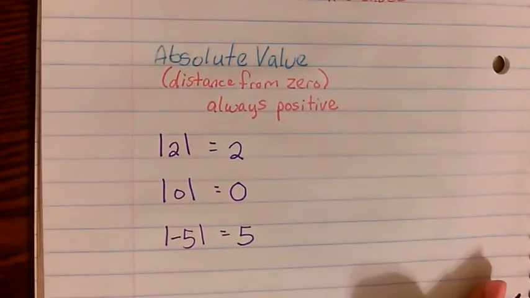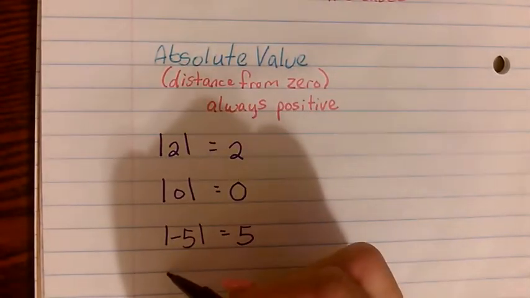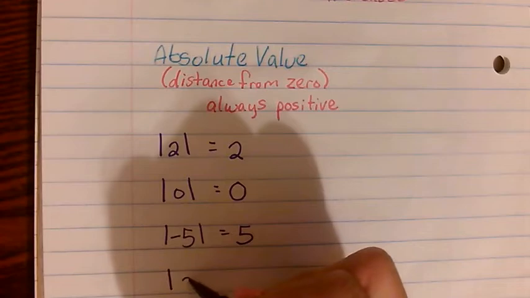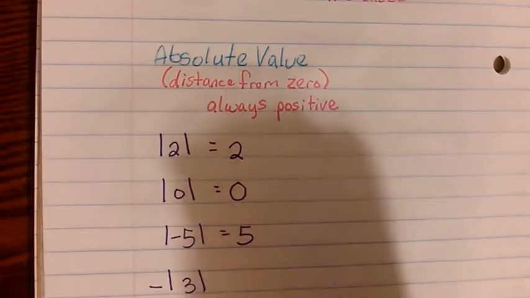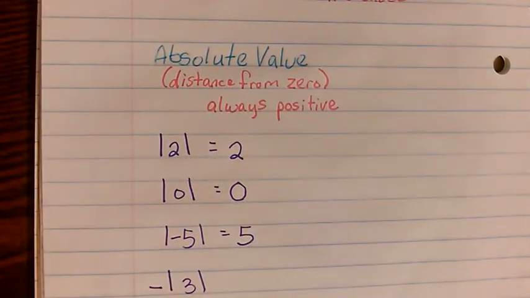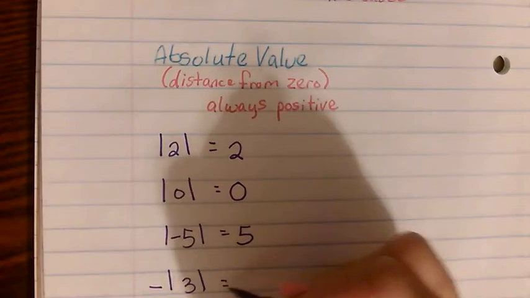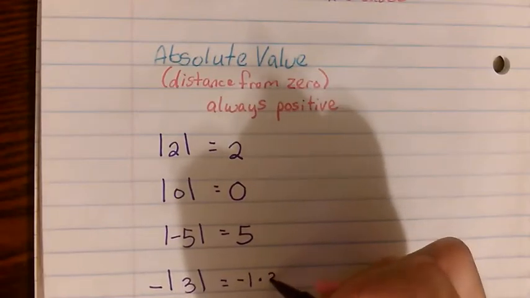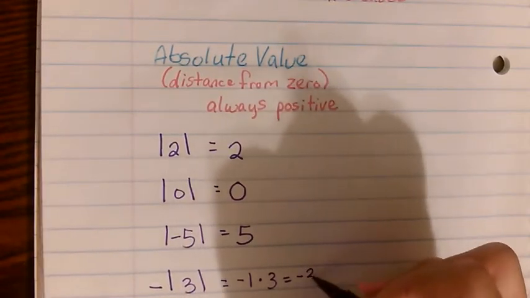The absolute value of 3 with a negative on the outside. What this means is you take the distance from 0, 3, and this means negative 1 times this. This means negative 1 times 3, which equals negative 3.